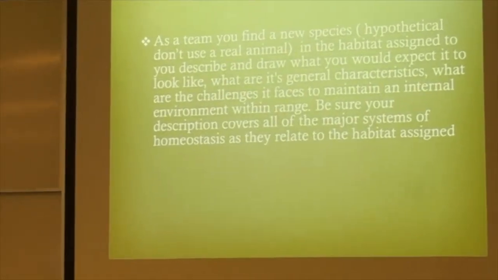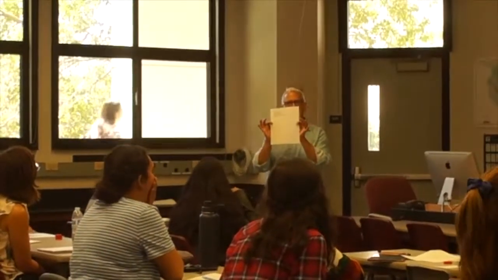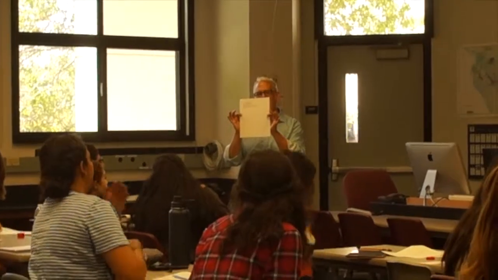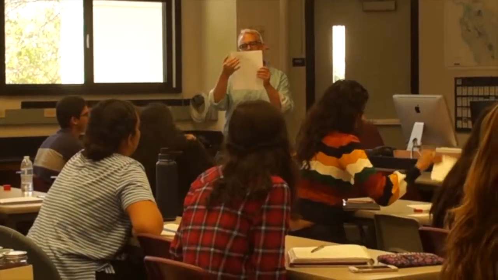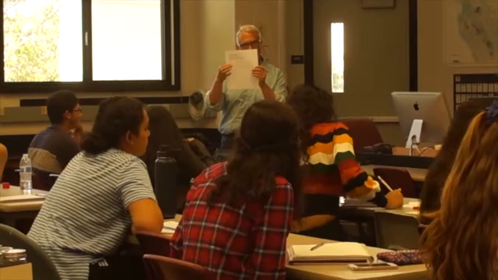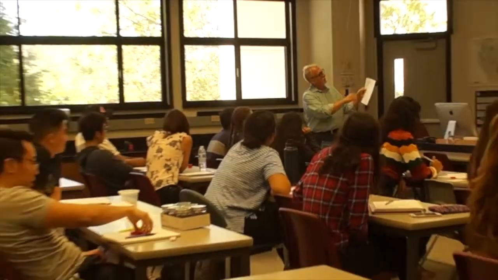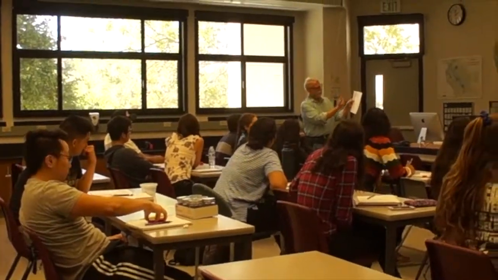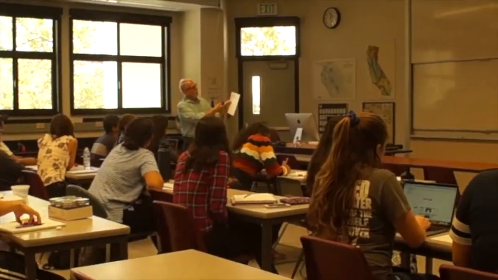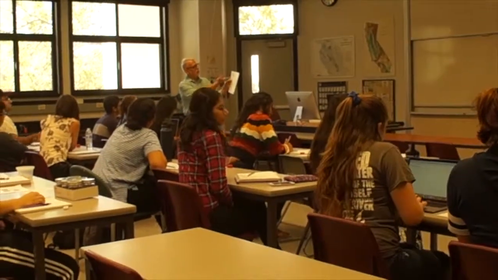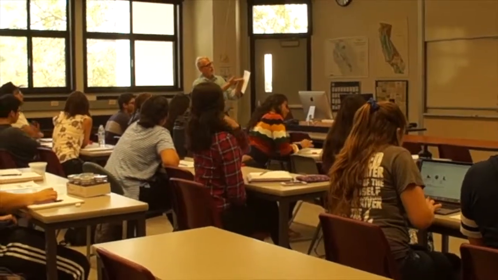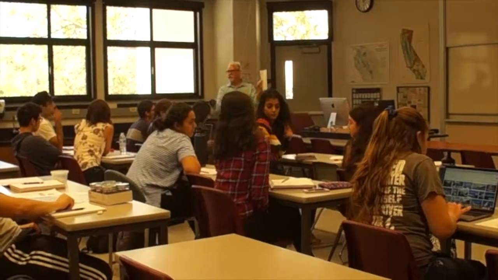Be sure your description covers all of the major systems of homeostasis as they relate to your habitat assigned. So each of you are going to have a different one. And I've given you some of the characteristics I want to make sure that you discuss. Basically, how much water is there, salts, elements and compounds, what are the gas levels like, what's the temperature like, what's the pH like, and how easy it is to find food.